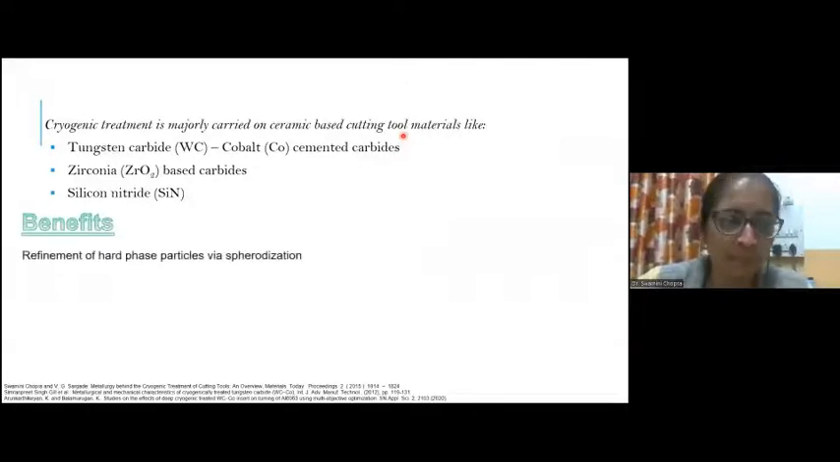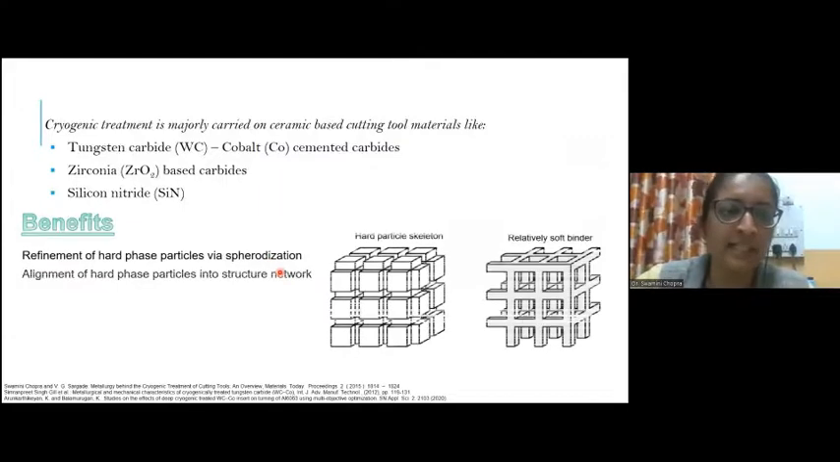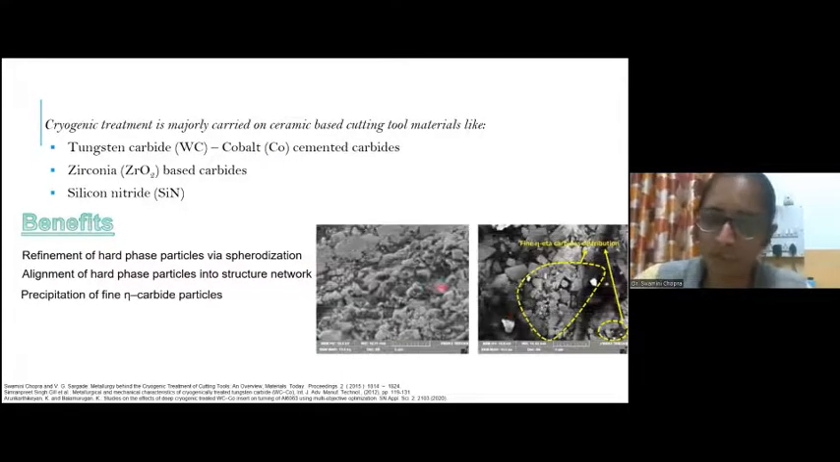In case of ceramic materials, the refinement of hard phase particles is one of the benefits. Next is the alignment of the hard phase particle skeleton into the soft binder structure network. The alignment of this skeleton neatly into the soft binder helps in achieving good properties, specifically hot hardness and good cutting ability in case of cutting tool materials. And obviously the precipitation of secondary eta carbides, which helps again in the strengthening of the ceramic material.